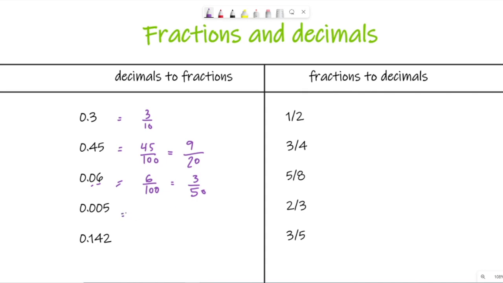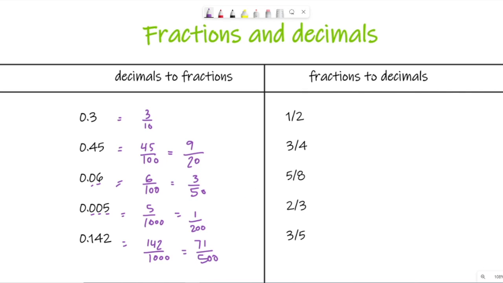This one is 5 thousandths, because it's tenths, hundredths, and thousandths. So 5 thousandths, which will be 1 over 200. And the last one is 1 tenth, 4 hundredths, and 2 thousandths, or you can say 142 thousandths, so it's 142 over 1000. If you simplify it, you will get 71 over 500. This is how we convert our decimals into fractions.